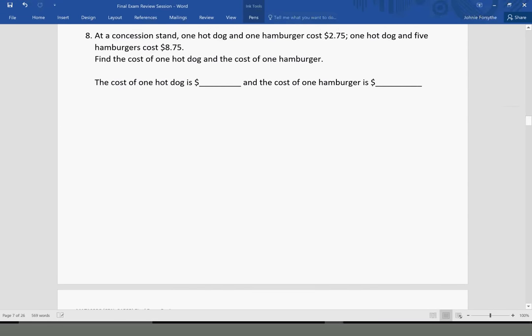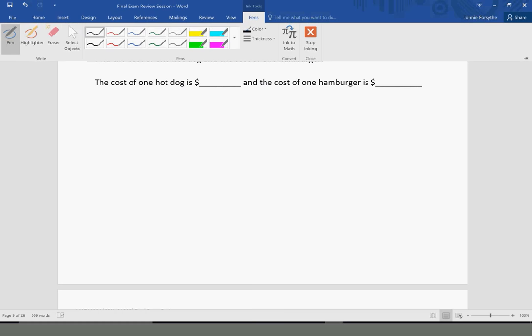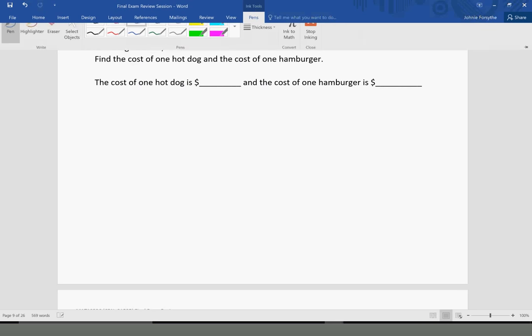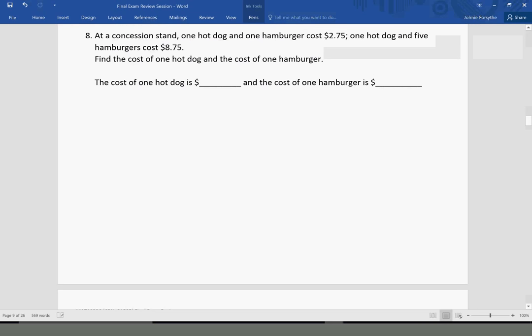All right, another system of equations. So at a concession stand, 1 hot dog and 1 hamburger cost $2.75. 1 hot dog and 5 hamburgers cost $8.75. Find the cost of 1 hot dog and the cost of 1 hamburger. Okay, so this first statement tells me my information for the first equation. But first, let's designate what our x and y are going to represent. So let's make x represent your hot dog and y represent your hamburger.